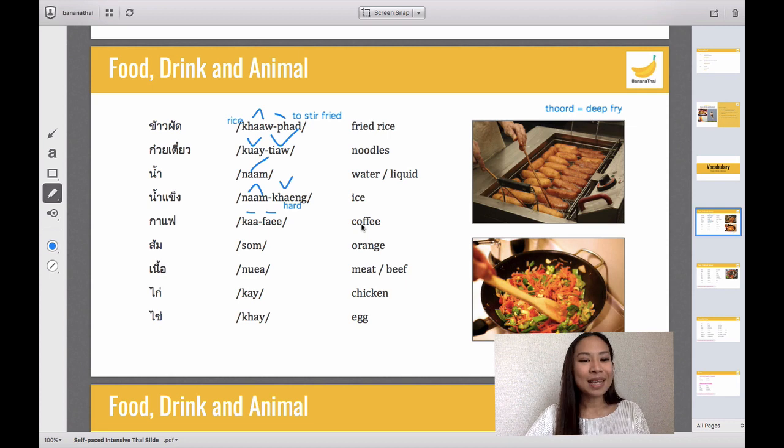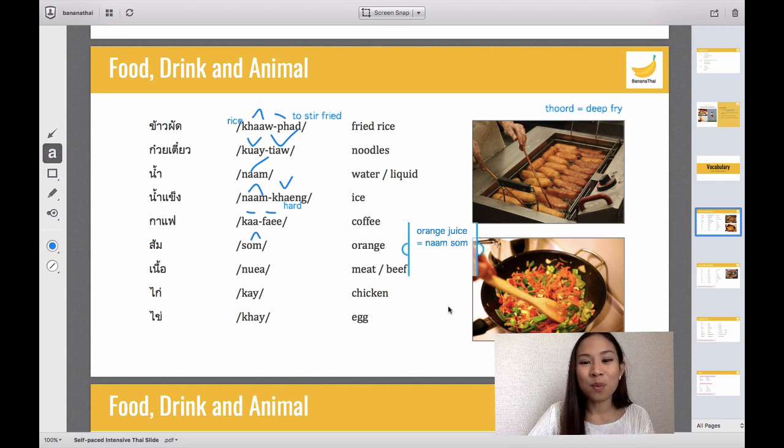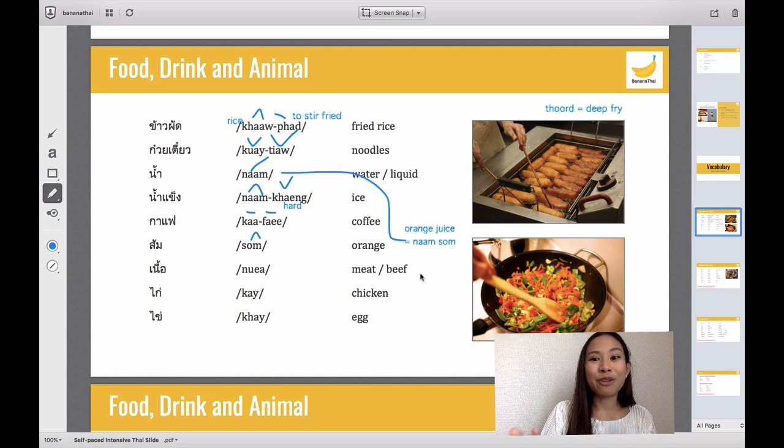Can you say it one more time? Coffee, กาแฟ. Next word, ส้ม. This is the fruit, so ส้ม is orange. And if you want to say orange juice, guess what, in Thai it's easy: น้ำส้ม, orange juice, because the word น้ำ means water or liquid and ส้ม is orange. So water of the orange.